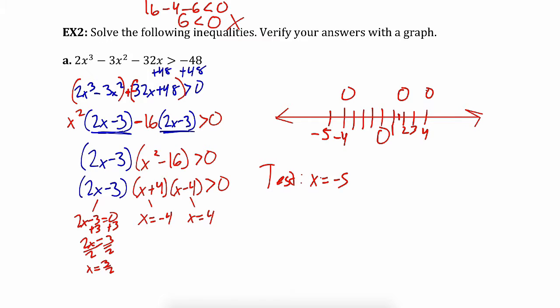Now, in order for us to do that, we're going to plug this in. We're going to do 2 times negative 5 to the third, minus 3 times negative 5 squared, minus 32 times negative 5, checking to see if we end up with a result that's greater than negative 48.